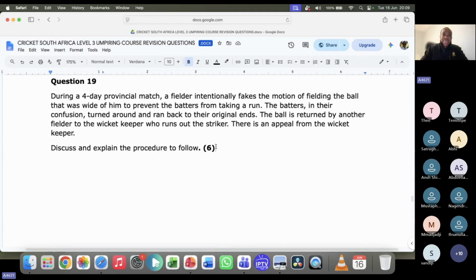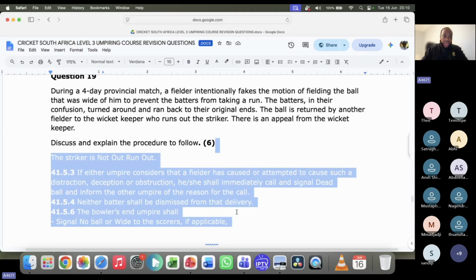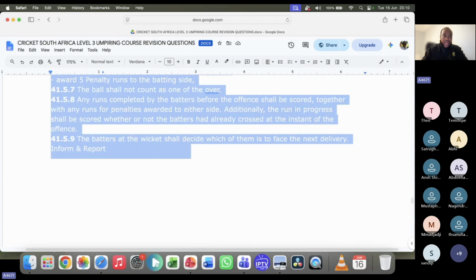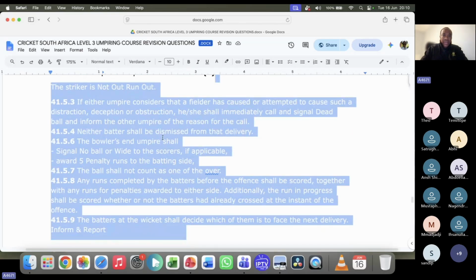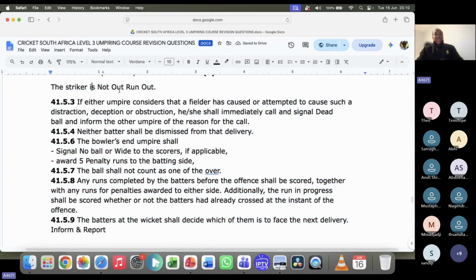Please, everybody, remember, if there is an appeal, then answer the appeal and then give your reason for the answer to your appeal. Okay, so let's go through it. It's quite a lot. And very well done by Isanullah. The striker is not out, run out. Why? Because there was an instance of deception by the fielding side.